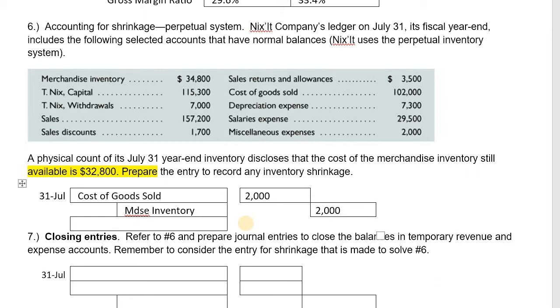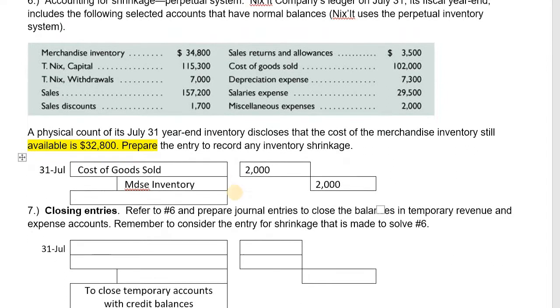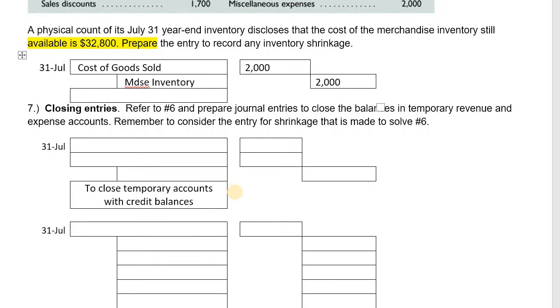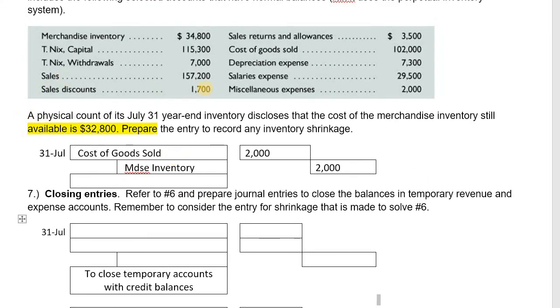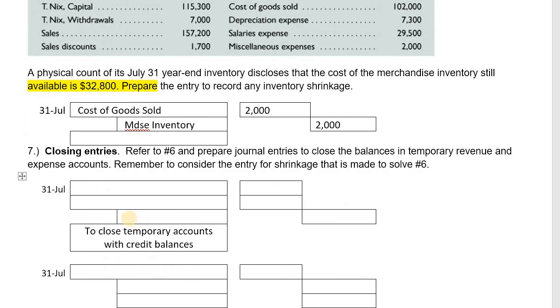Okay. So the next thing we're going to do is close the books. Let's close the books here. First, what do we know? We know sales were $157,200. We're going to close sales with $157,200.